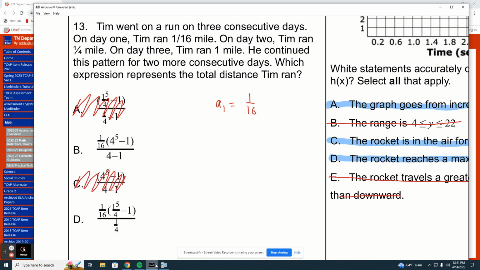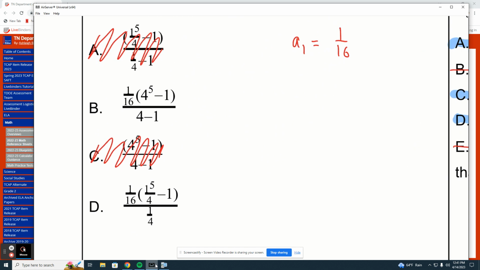And D is 1/16 up top, out front. Oh my goodness, I'm having a hard time with words today. So here's the deal. We're down to B and D. If you look carefully at B and D, don't you notice that the big difference between the two is B has 4, where D has 1/4?